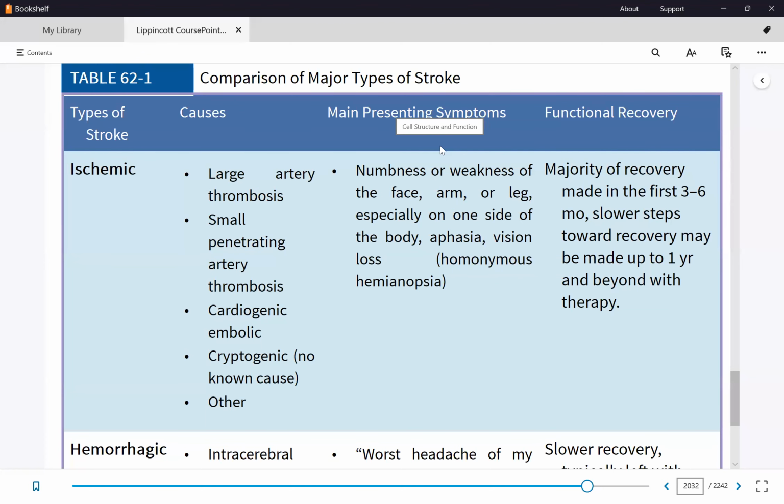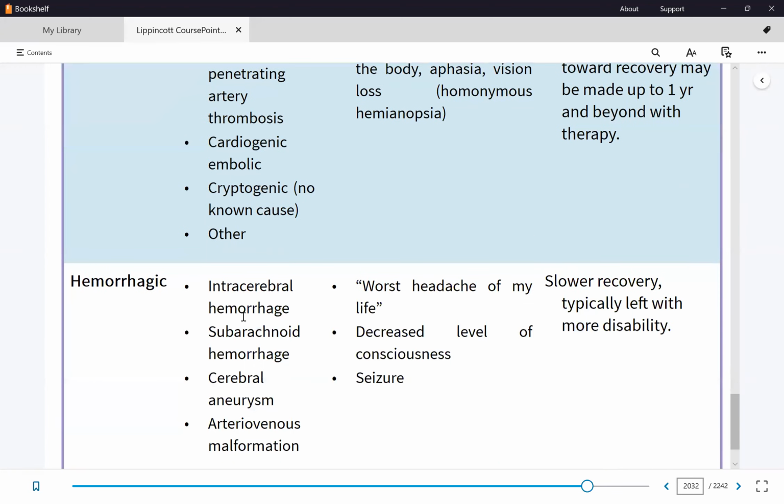There are again two types of stroke. We have ischemic and hemorrhagic stroke.